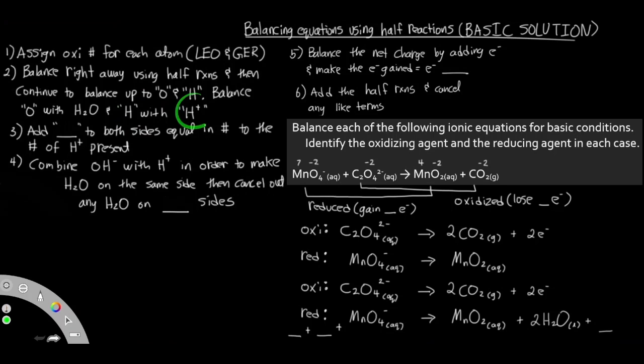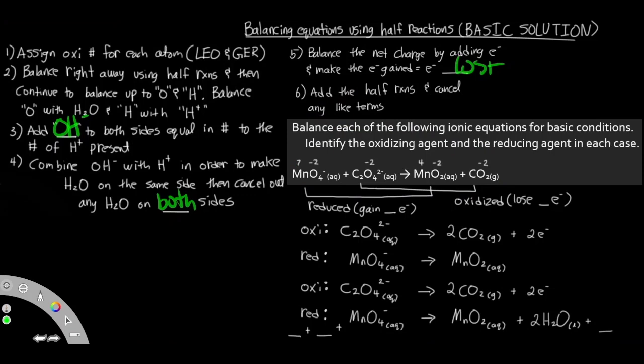With any hydrogens, you do it with hydrogen ions. You then have to add OH minus to both sides, equal in number to the amount of hydrogen ions present. You combine any hydroxides with hydrogen ions in order to make H2O on the same side, and then you cancel out any H2Os on both sides. You then balance the net charge by adding electrons and make the electrons gained equal the amount of electrons lost. You then finally add the half reactions and cancel any like terms.